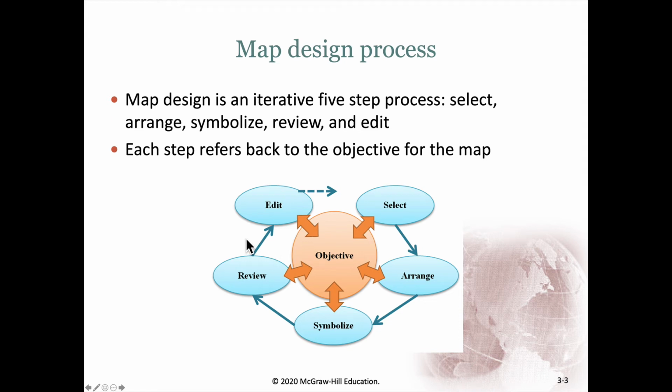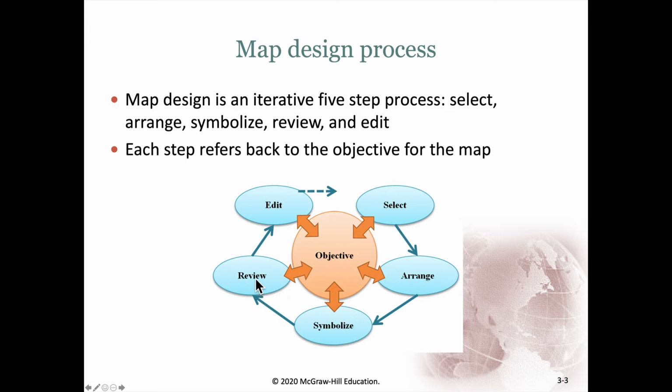So let's start by talking about map design and all of the things that go into that. Central to the map design is the objective, what you're trying to achieve with the map that you're designing. Once you've decided on an objective, then you can select certain things to put on your map. You may arrange them in certain ways. You have choices about how to symbolize those, bigger symbols, smaller symbols, symbols of different colors, all those sorts of things.